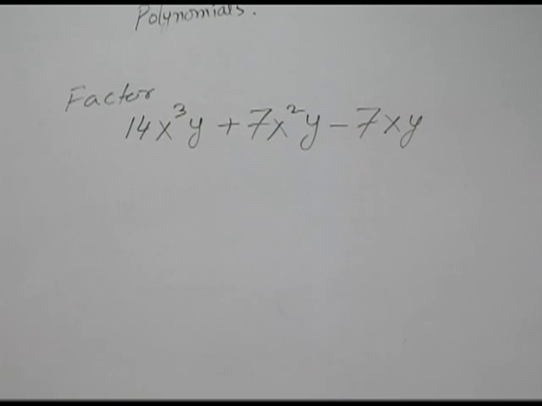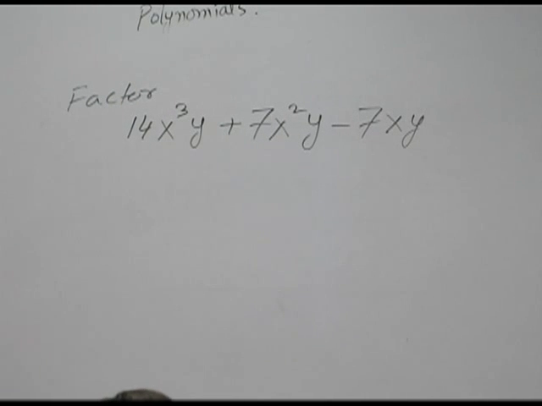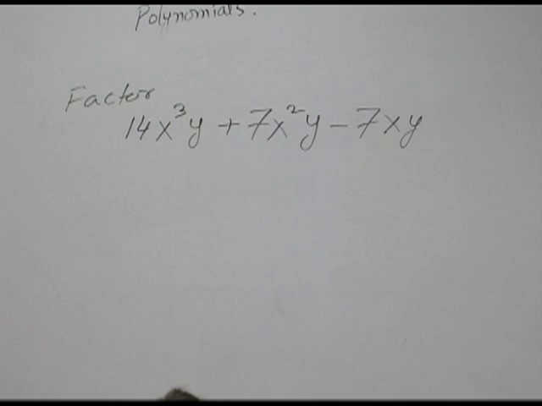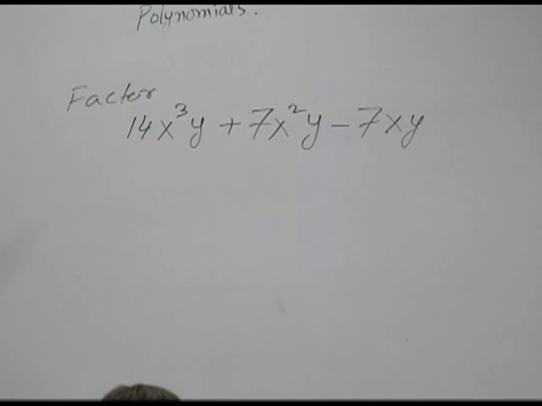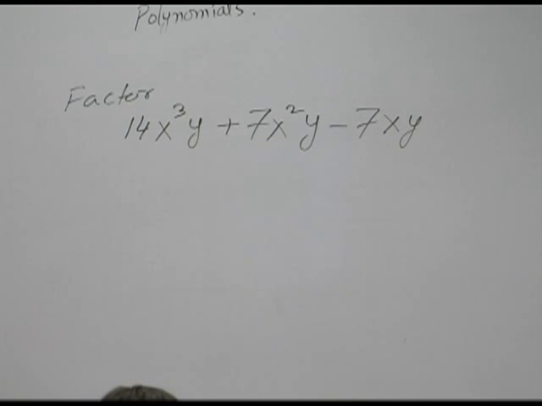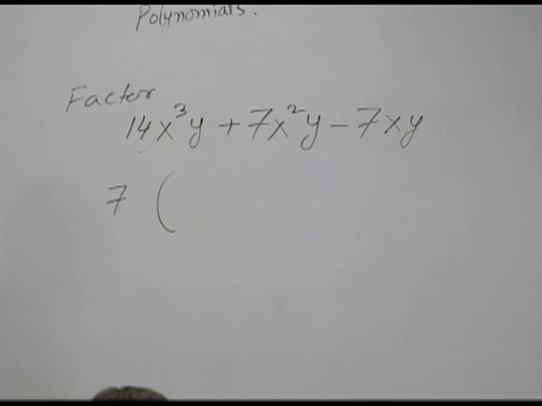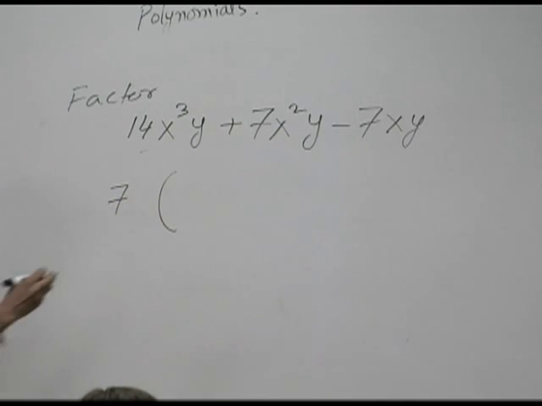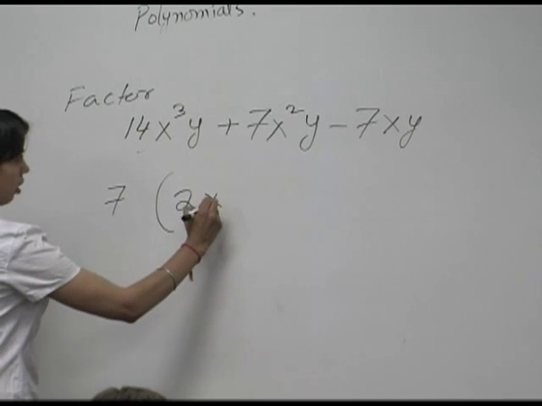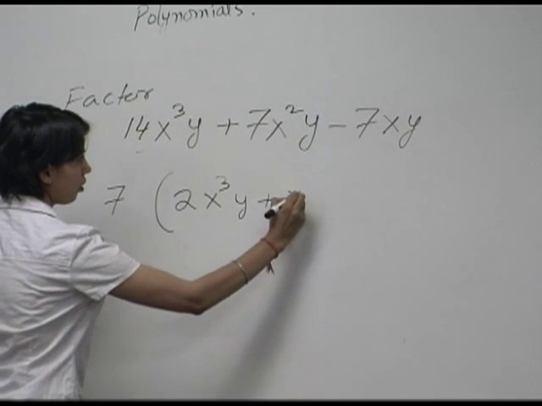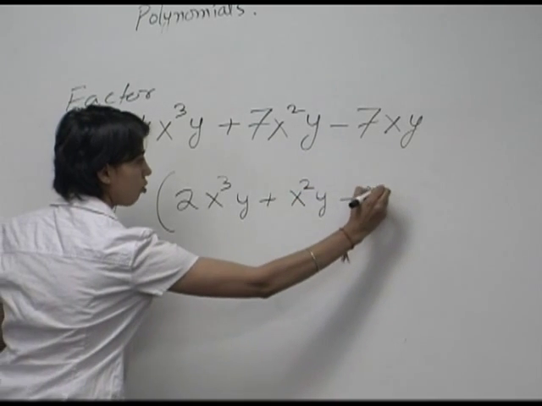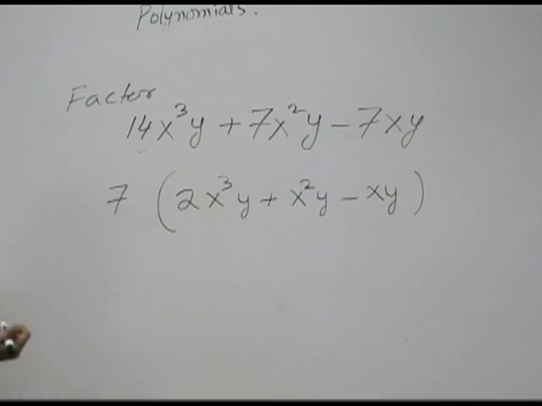Okay, so how can I factor this? Adam, any suggestion? Good. Yeah, so one thing he said is that in every single term you can see 7, so I can pull out 7 as a common factor. Let's see what is left in the first case: 2x cubed y plus x squared y minus xy. Can I pull out anything else common?